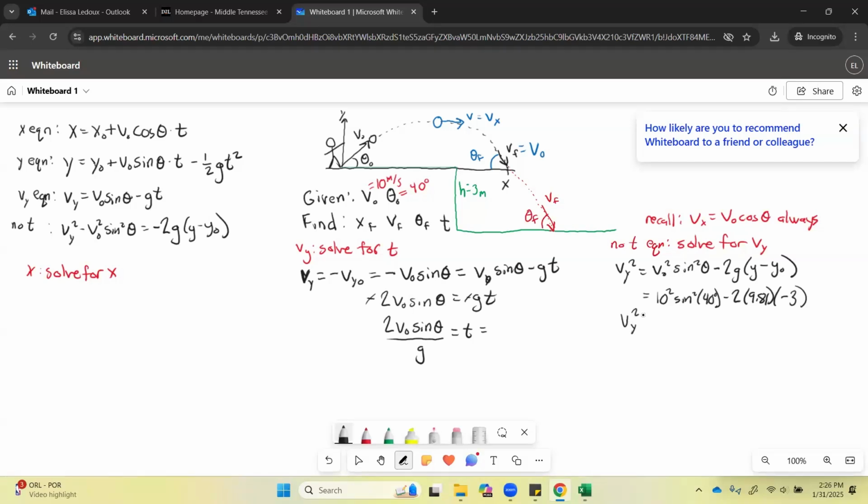Okay, so we put this into a calculator, get Vy squared, and then we'll take the square root, and then we'll get Vy. So really, we can just say Vy equals the square root of all of that.